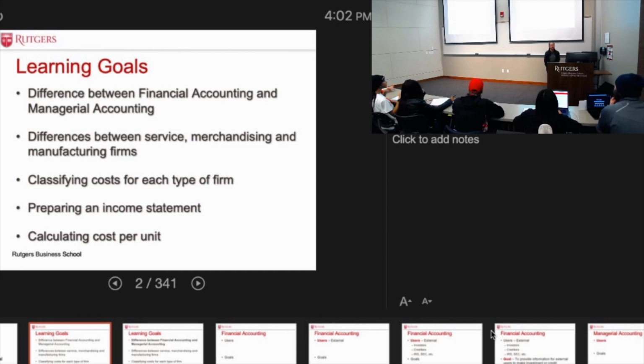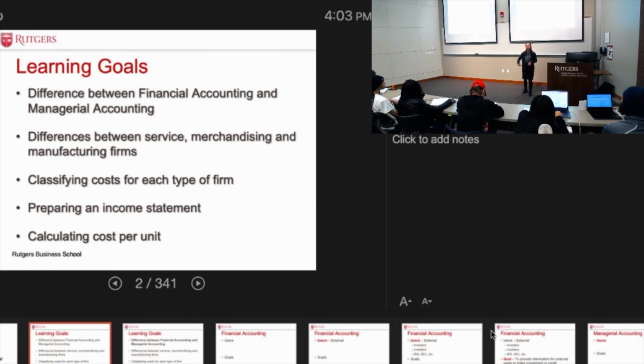So we are going to first differentiate between financial accounting, which you already took, and managerial accounting, which is the theme for this course. And then we are going to talk about the 3 major types of firms in today's business world. So we have service firm, merchandising firm, and manufacturing firm.